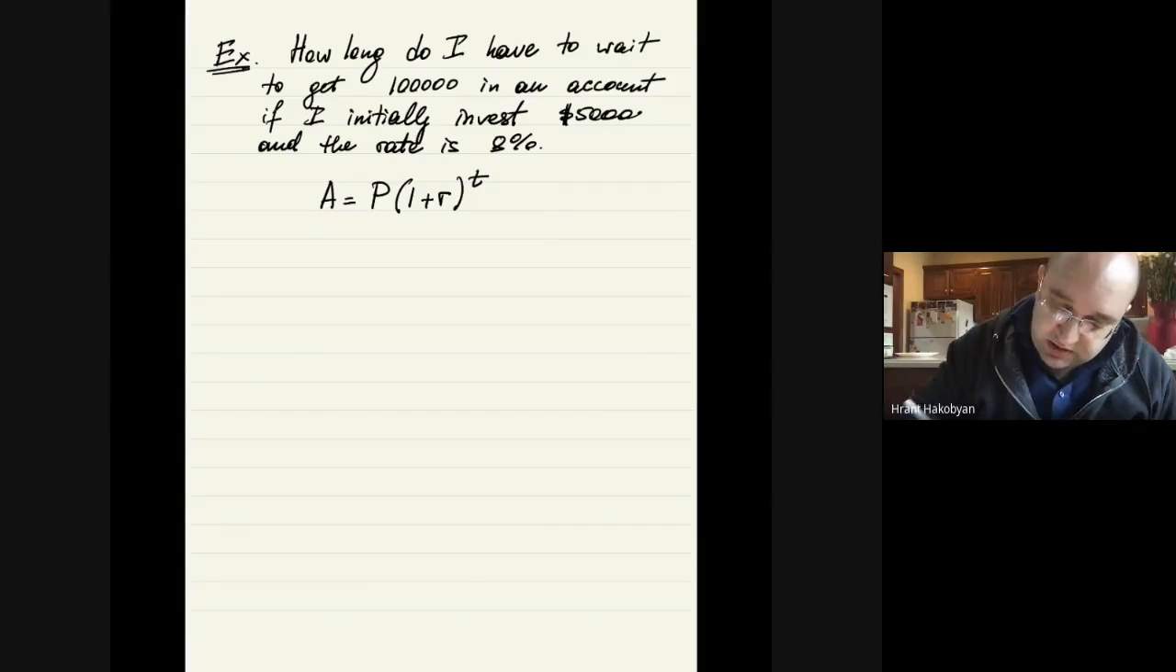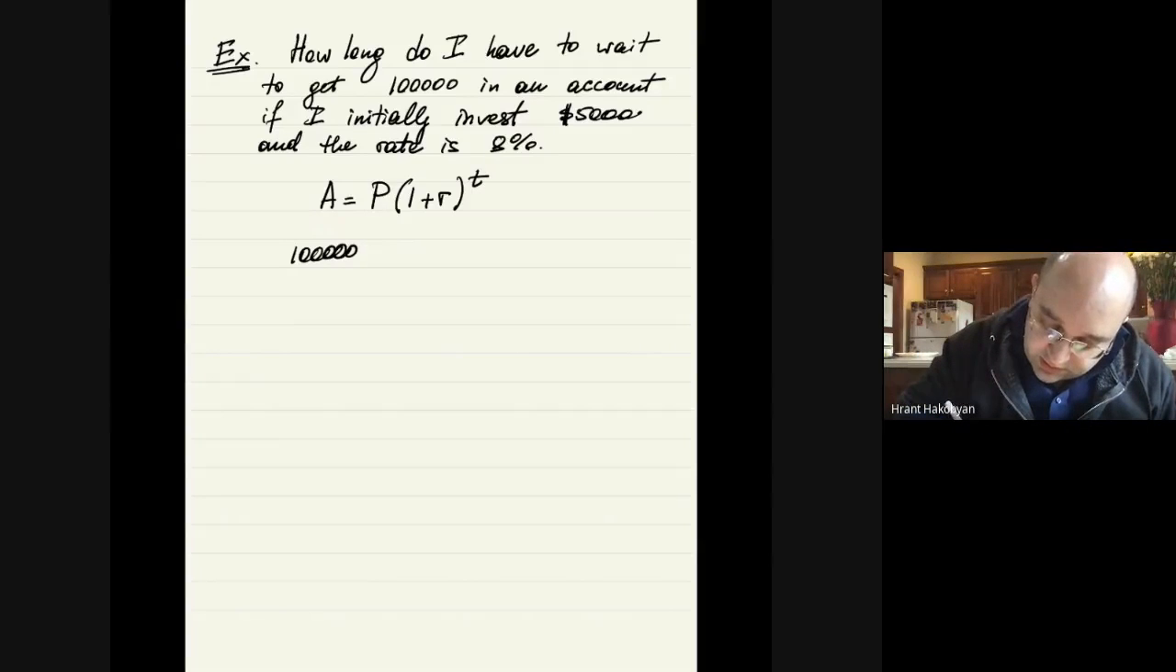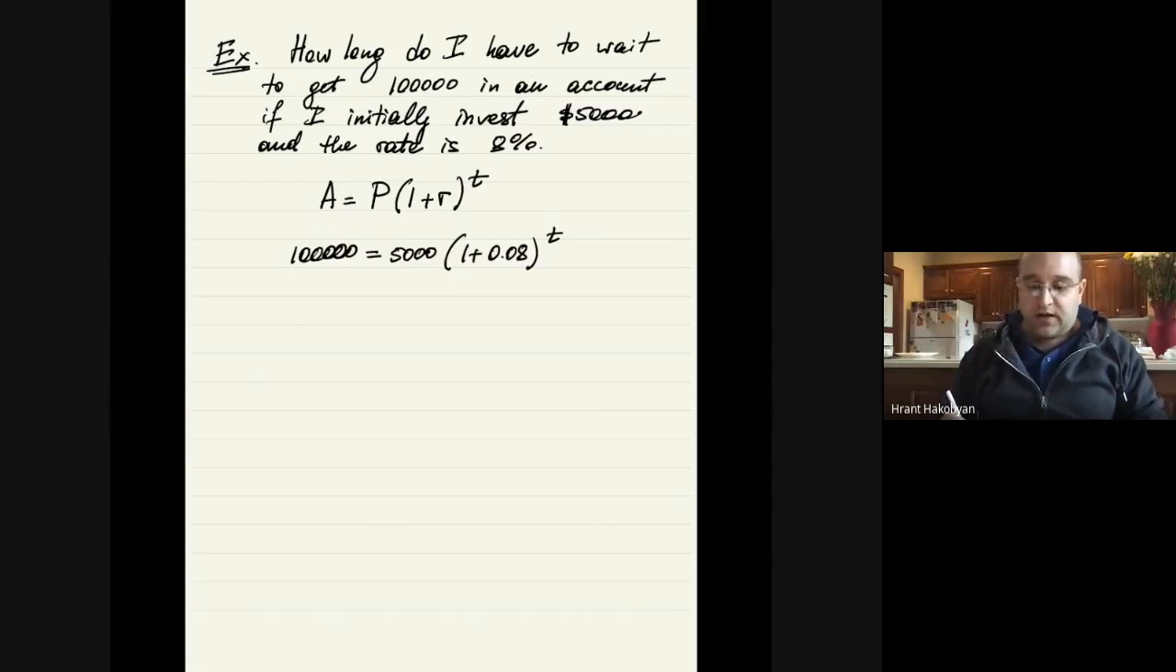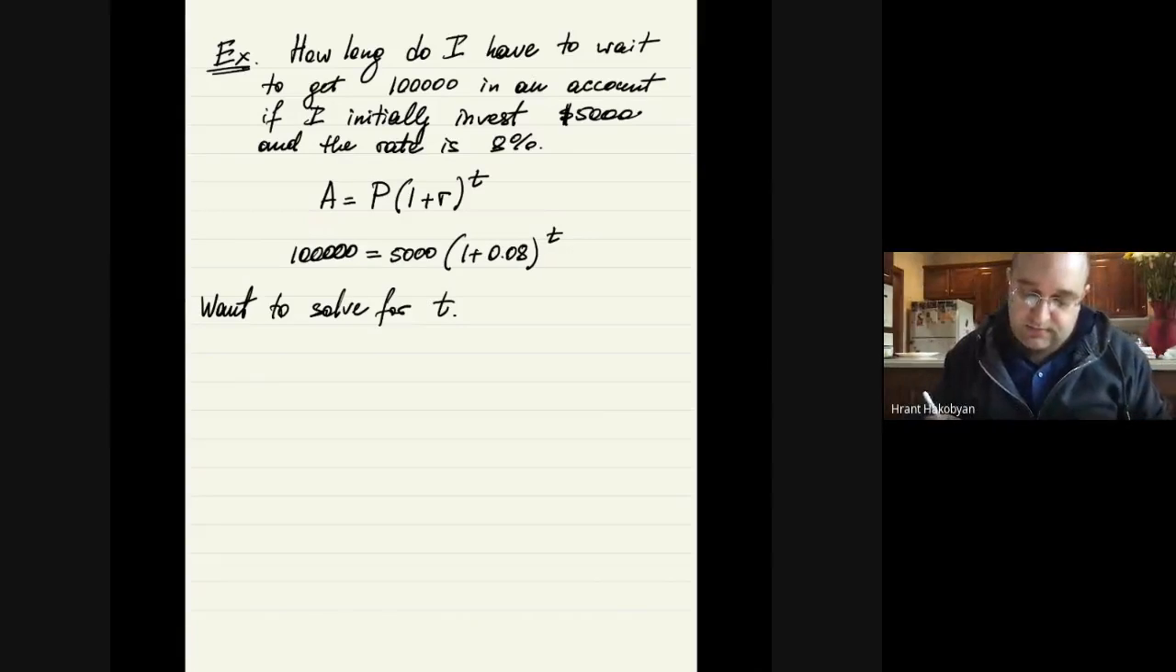So let's plug the numbers into the formula. I have 100,000. Of course, this is the scenario where I'm compounding once a year. So 100,000 is equal to 5,000, that's my initial amount, times 1 plus 0.08, right? That's 8%. And then that's to the power t. Okay? So now I'm going to try to find t, so we want to solve for t.